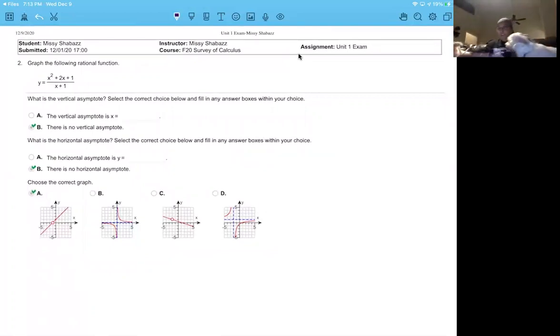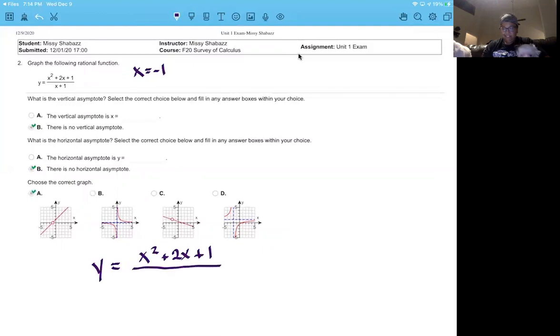Thank you. So it's undefined definitely at x equals -1. But we need to decide if it is an asymptote at x equals -1 or is it a hole. So what I'm going to do is look at the function and see if I can factor the numerator. Now the numerator can be factored as (x plus 1)(x plus 1).